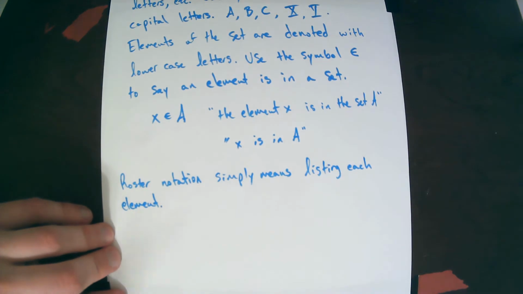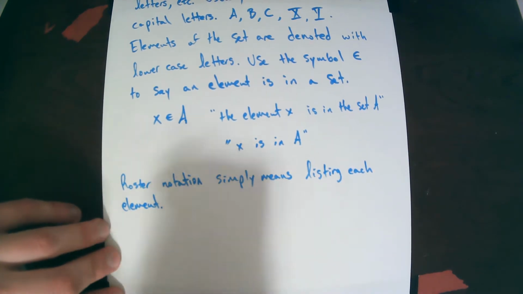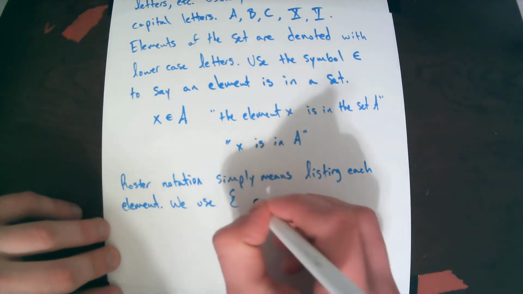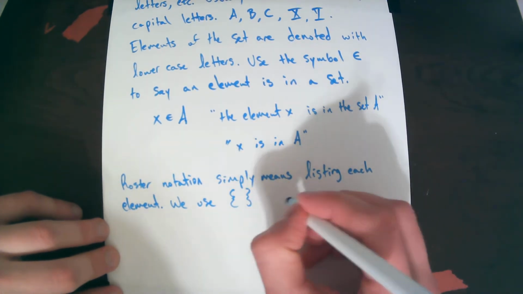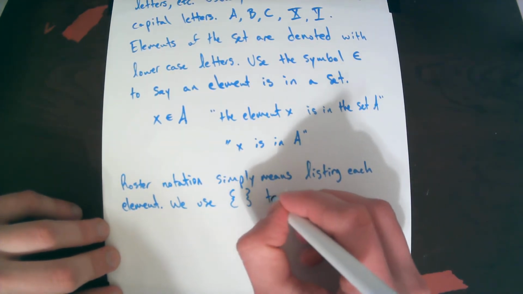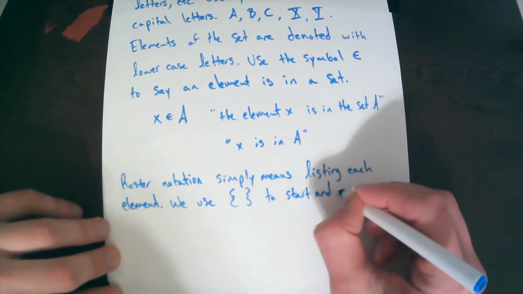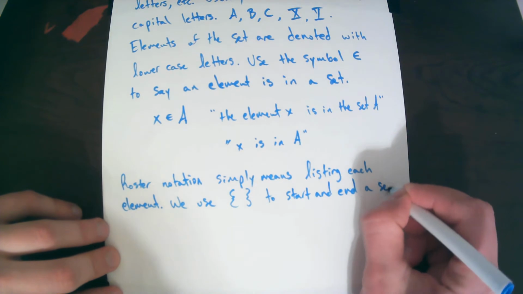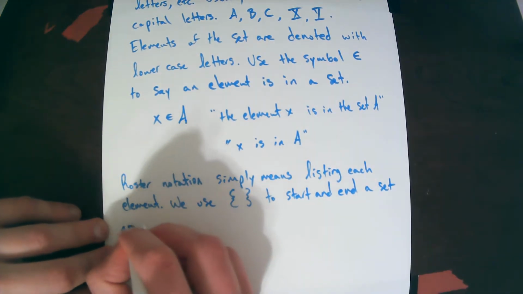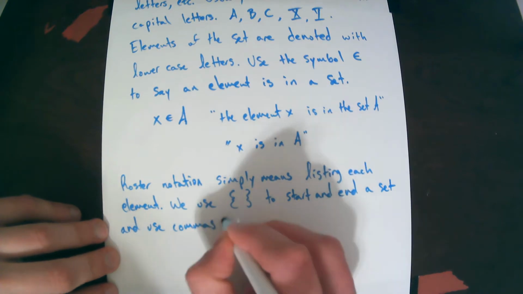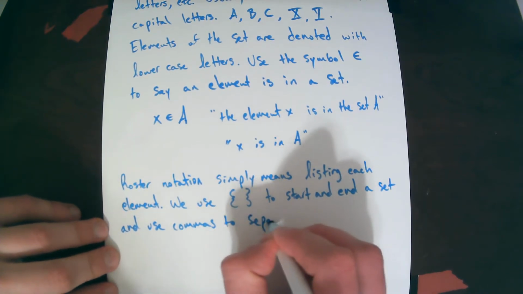However, there are some notations that we should talk about. We use curly brackets to start and close and end a set, and use commas to separate elements.